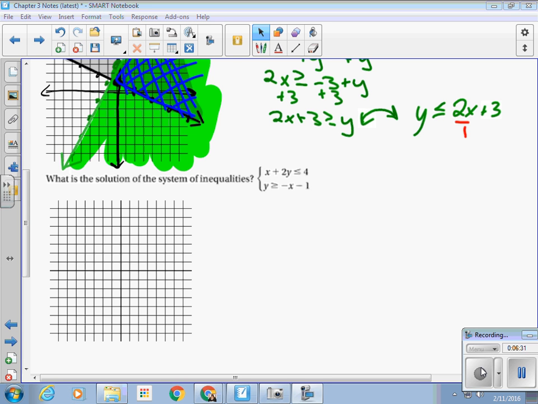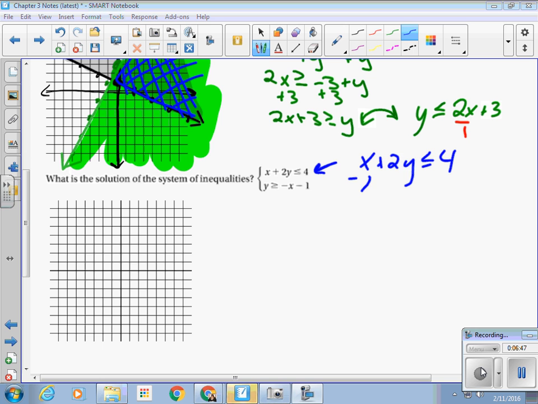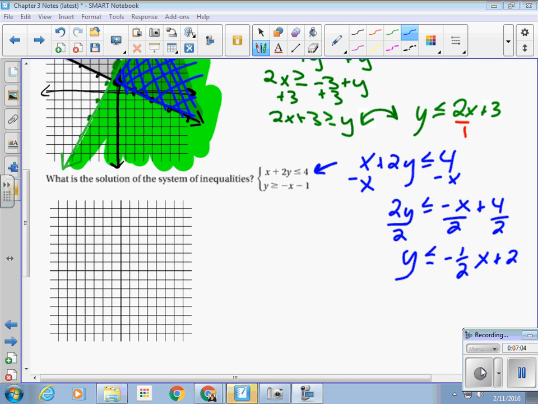So we have x plus 2y less than or equal to 4, and y greater than or equal to negative x minus 1. And for this guy, I'm going to subtract x from both sides. And then I'm going to divide everything by 2. I get y less than or equal to negative 1/2 x plus 2.